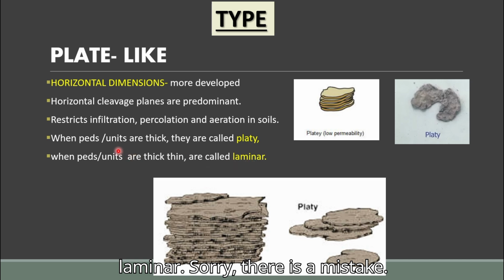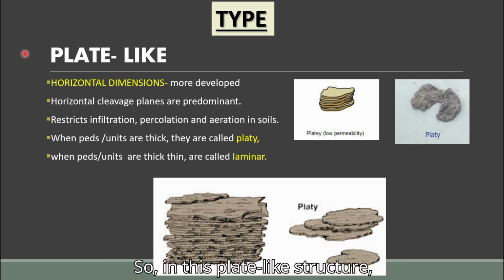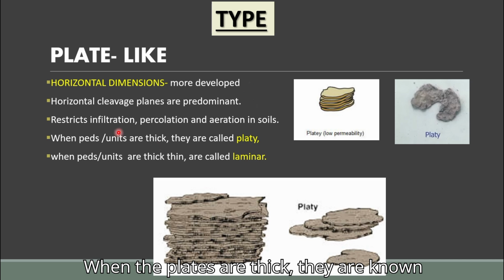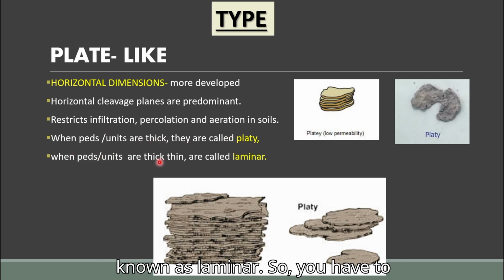Sorry, there is a mistake. So this is the platy structure. These plates will overlap on each other. What happens is that it will restrict infiltration, percolation, and aeration status of soil. In this plate-like structure, horizontal dimensions are more developed. When the beds are thick, they are known as platy. When beds are thin, they are known as laminar. So you have to remember these points.